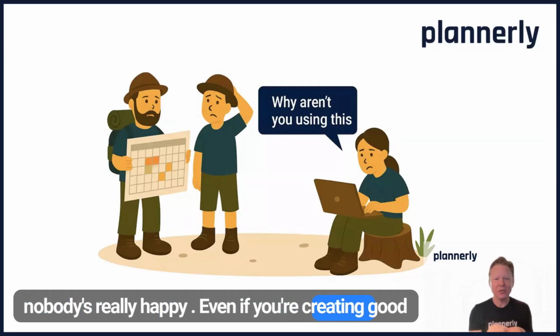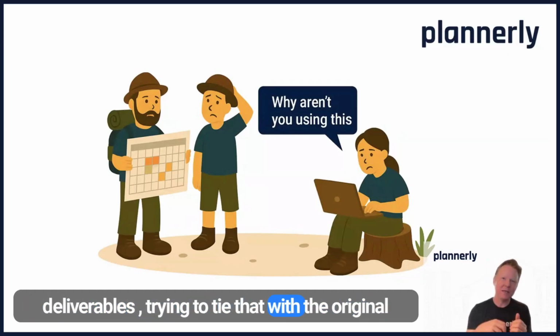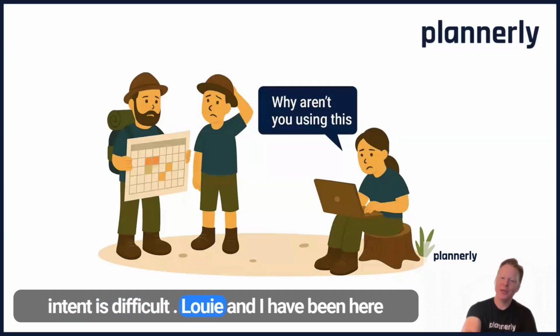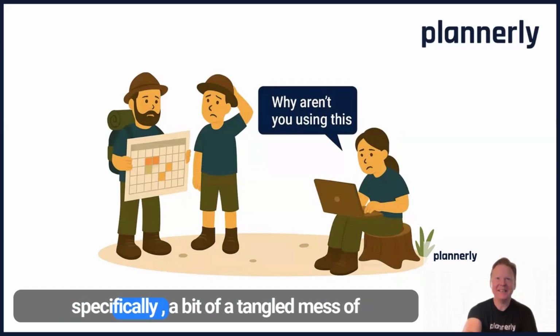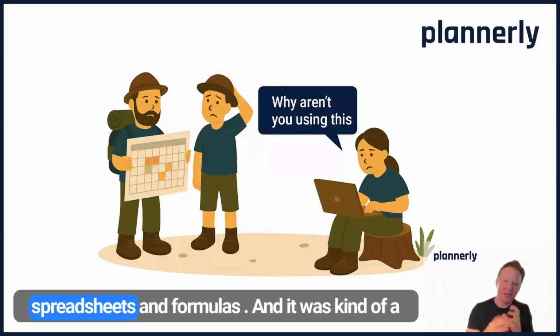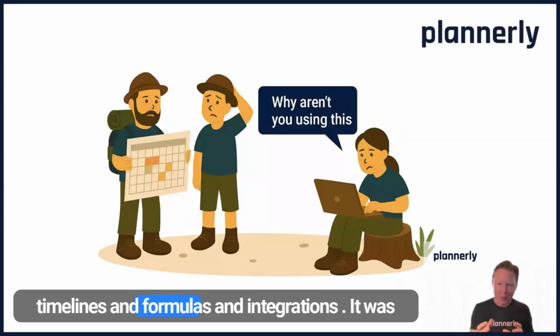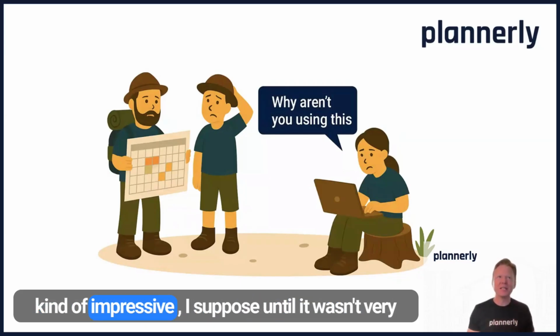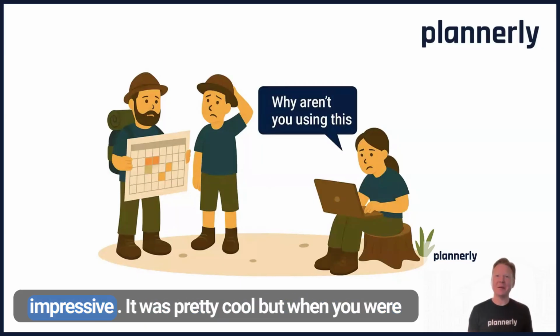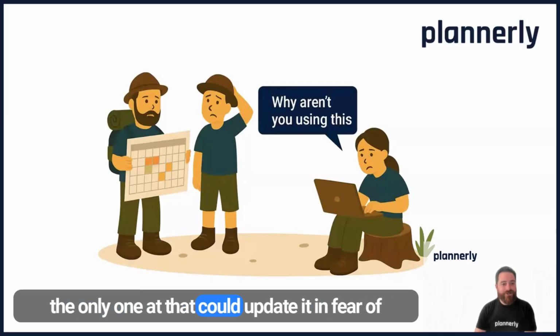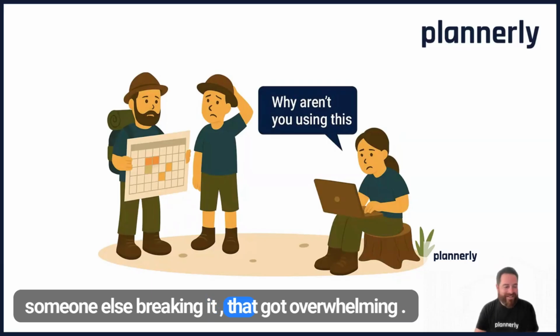Even if you're creating good deliverables, trying to tie that with the original intent is difficult. Louis and I have been here specifically, a bit of a tangled mess of spreadsheets and formulas, and it was kind of a bit of a fragile workflow. But yeah, we built timelines and formulas and integrations. It was kind of impressive, I suppose, until it wasn't very impressive. It was pretty cool, but when you were the only one that could update it in fear of someone else breaking it, that got overwhelming.